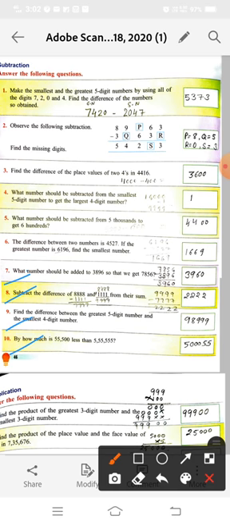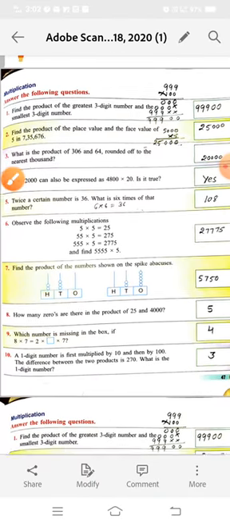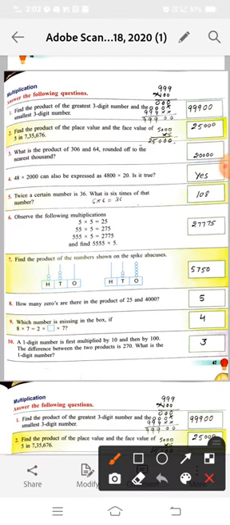Okay students, now come to page number 47. Multiplication. Now we have to do multiplication. On this page all the questions are based on multiplication. Okay, so first is find the product of the greatest 3-digit number.